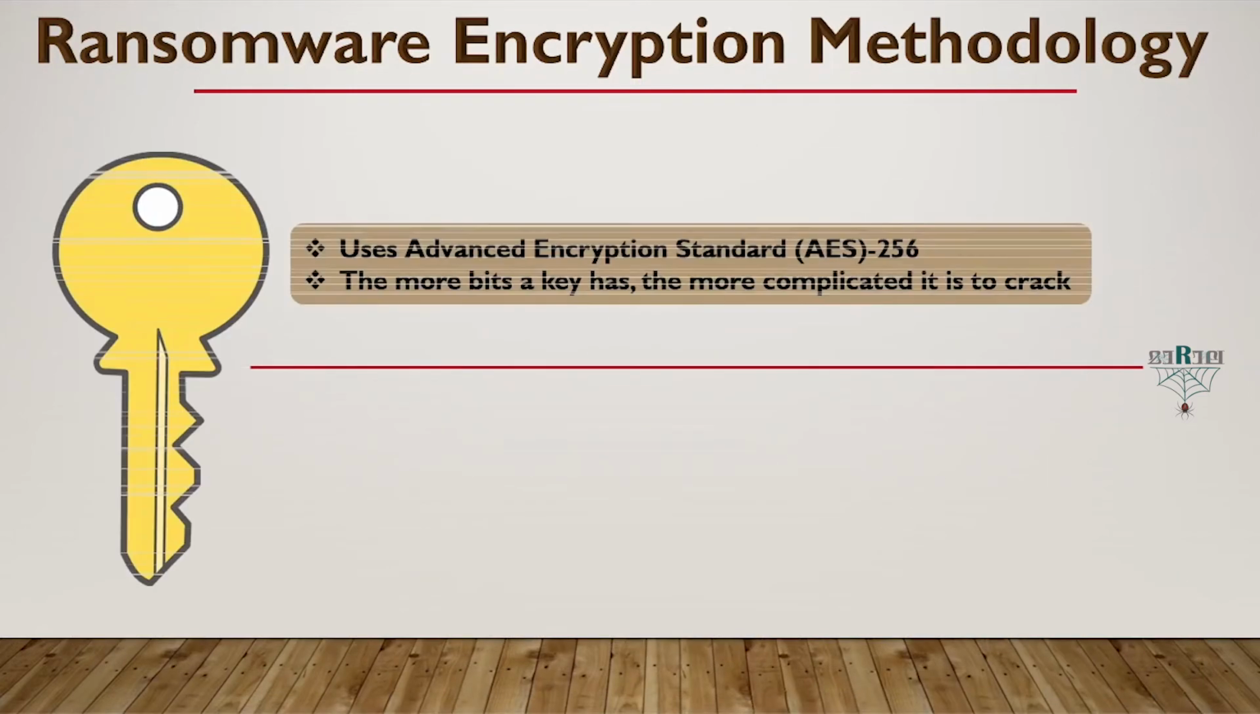These keys often use Advanced Encryption Standard 256, which is named so because it is 256 bits in key length. The more bits a key has, the more complicated it is to crack. The attacker can use the private key to decrypt the randomly generated key and thus decrypt the files, ensuring that the same key can't be used if the victim is attacked again. In this way, the encrypted files can't be used to extract the key, since the key itself has been encrypted.